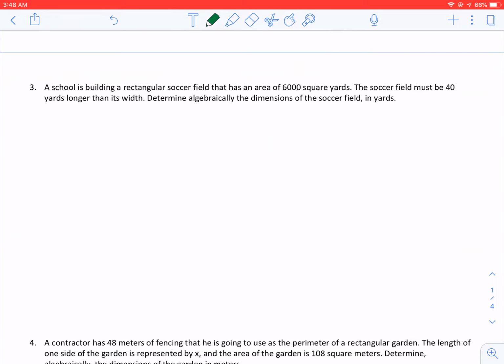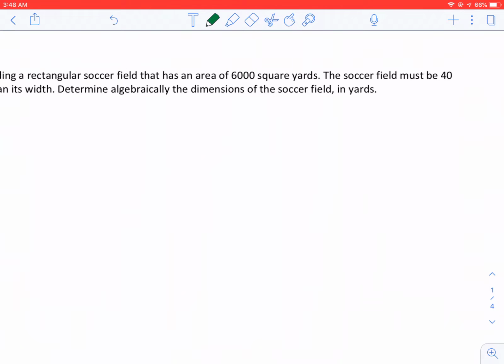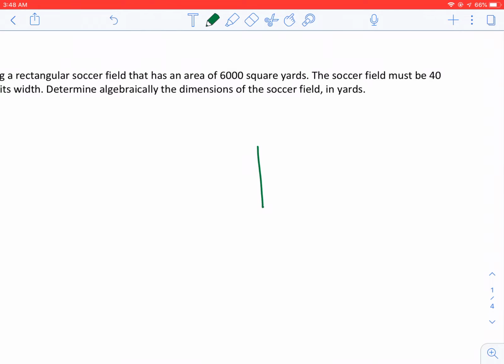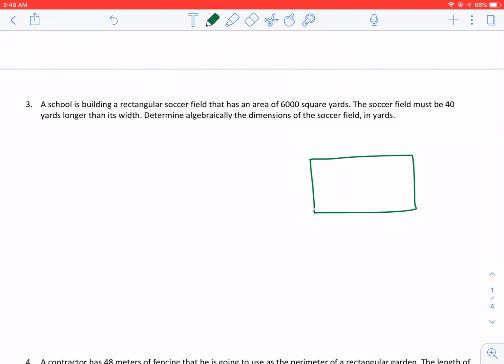Next problem here. A school is building a rectangular soccer field that has an area of 6,000 square yards. The soccer field must be 40 yards longer than its width. Determine algebraically the dimensions of the soccer field in yards. So we've got a rectangular soccer field, which means let's draw a rectangle. The area is 6,000. We know area is length times width. So let's figure out how we can define the length and width.